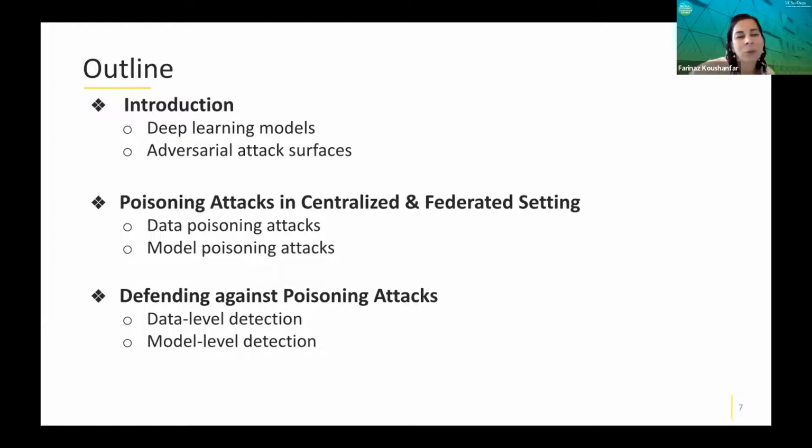So with that, I'm going to go through a little bit more detailed introduction of deep learning models and the adversarial attack surface, and I will talk about poisoning attacks in centralized and federated settings, and then I'll be talking about defending against these poisoning attacks. Are there any questions?